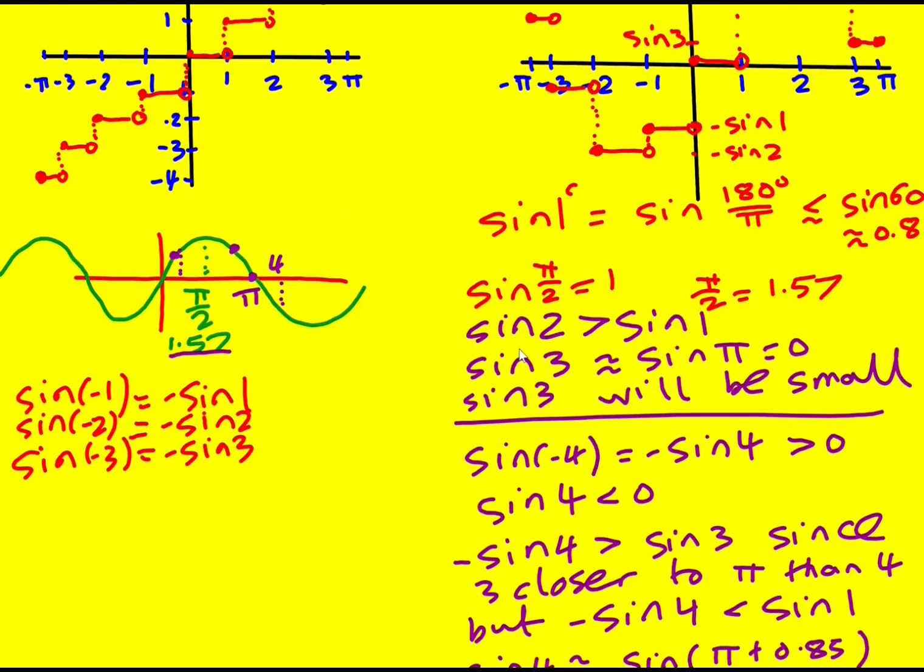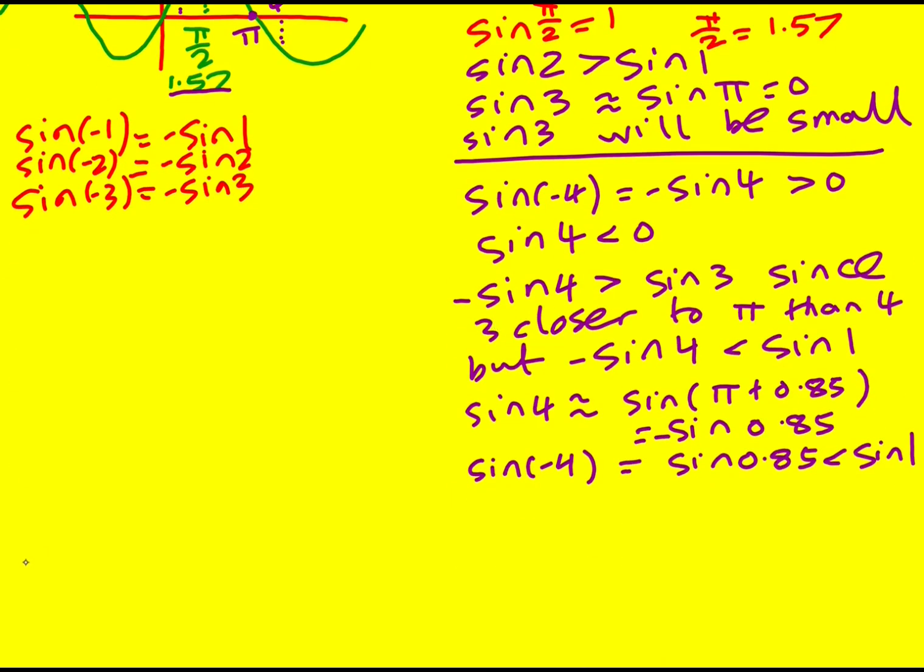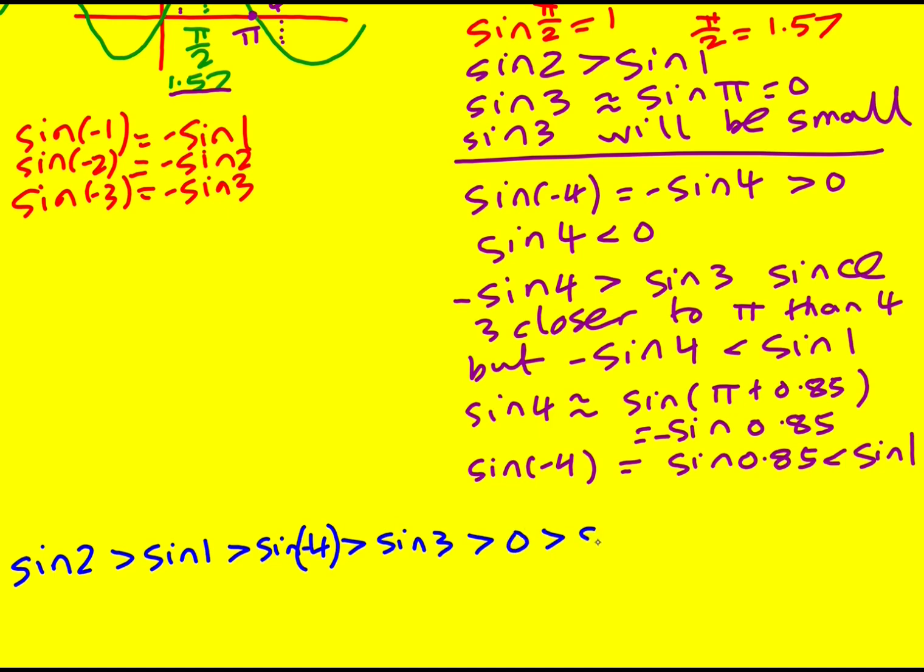Whilst our sketch is pretty clear, I think, let's just clarify a couple of things. We had sine 2 as the largest out of all the values, and that was bigger than the next largest, sine 1. That was then bigger than sine of minus 4, which we showed was bigger than sine 3. And then this was bigger than 0, which was then bigger than sine of minus 3, which was bigger than sine of minus 1, which is bigger than the smallest value, sine of minus 2.